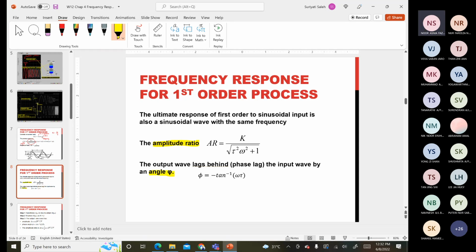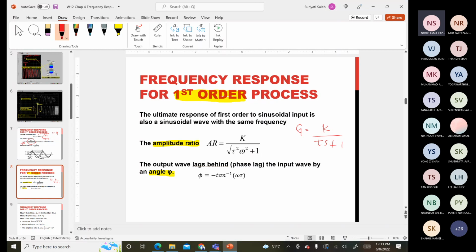So this amplitude ratio and angle represent the magnitude of the change and the angle that you may get from the frequency response based on the different frequency. For the first order process, based on the sinusoidal input, the amplitude ratio that we can get is AR equal to K divided by square root tau square W square plus 1, where originally it is from G equal to K over tau S plus 1.